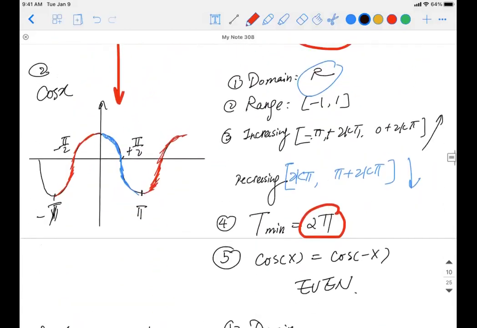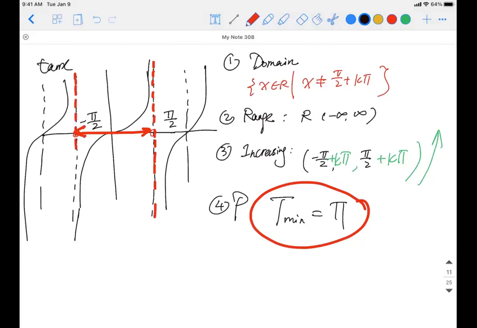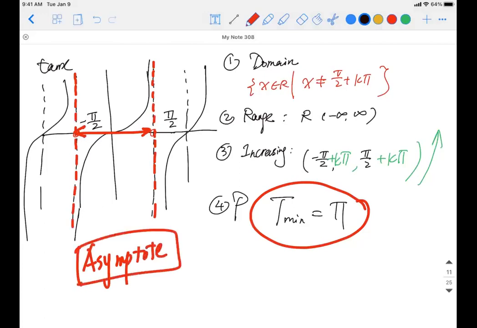However, tangent x is a little bit different. Tangent x has its period, which is actually pi. So this is one period of your tangent x. And also these lines here, I write out here, right? These are the asymptotes. An asymptote of your tangent x means this is a line that tangent x can be very close to, but it will never touch. Very close, but never touch it. So this is the asymptote.